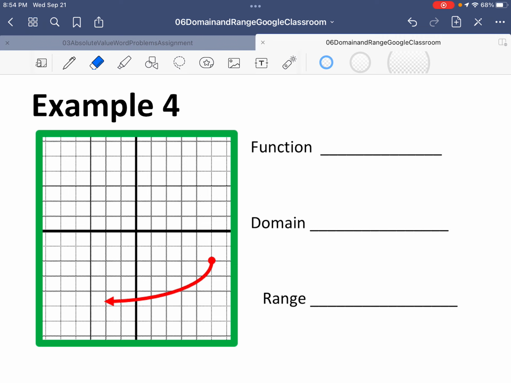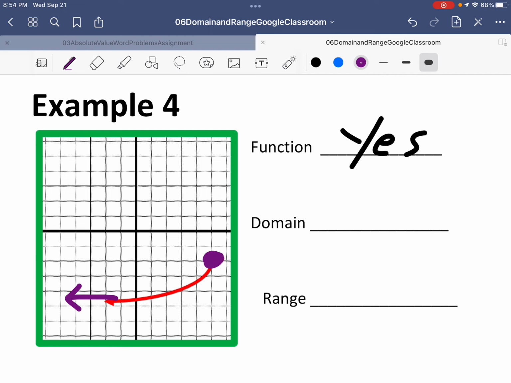There's example 4. Now, this graph's a little bit different. It doesn't seem to have two sides. No problem. It definitely is a function. Let's talk about the domain. Okay, definitely the graph is going to the left, but we want to feel like it starts right here.